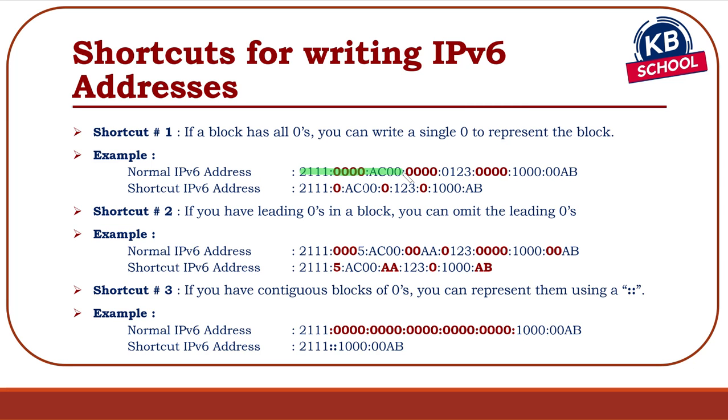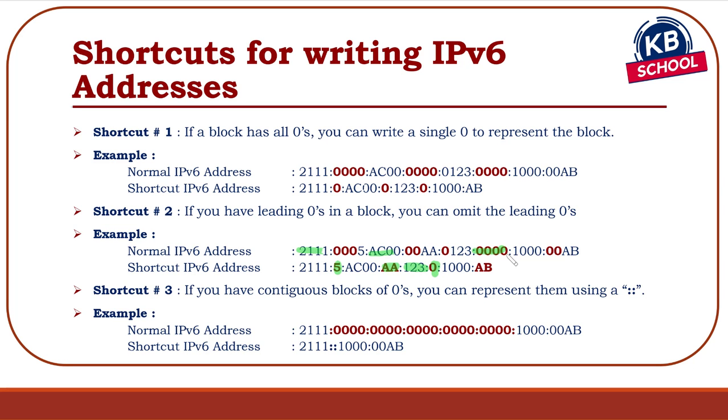As you can see, there's a sizable difference in the two addresses. In the second one, where you have leading zeros in a block, you can omit them. Another example, keeping more of a focus on that: 2111 as is. 0005 is written as a 5. AC00, with the trailing zeros, leave it as is. 00AA is AA. 0123 is 123 only.